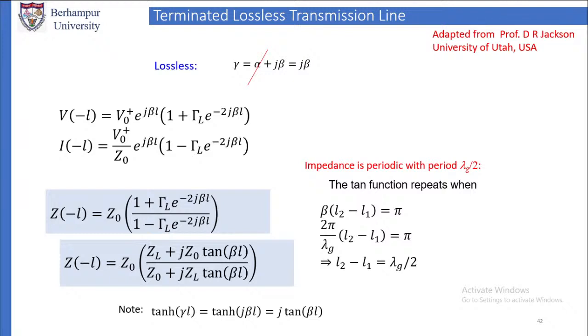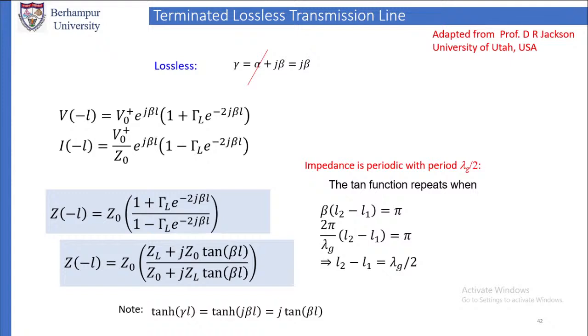L2 minus L1 is the distance between 2 points on the transmission line. One point is at a distance L2, and the other point is at a distance L1. If you want to have the same Z value, then beta into L2 minus L1 should be pi, because our tan function repeats every pi. Therefore, beta into L2 minus L1 is equal to pi.